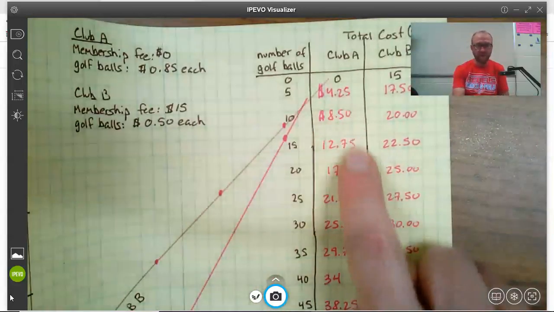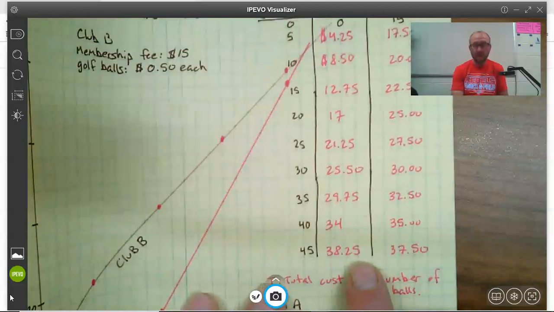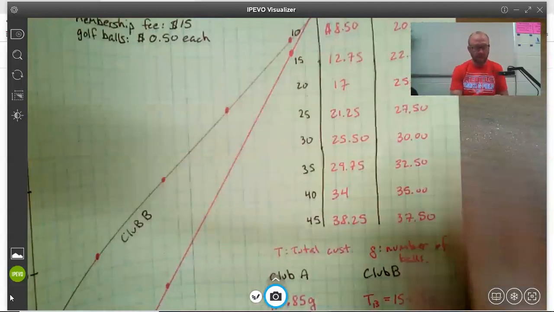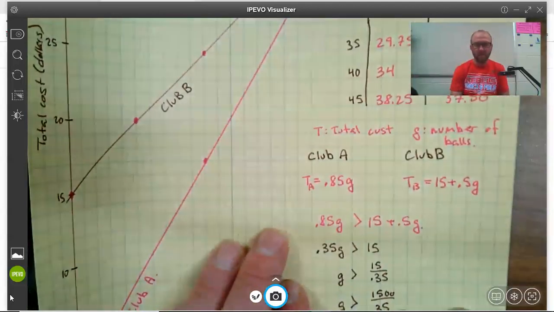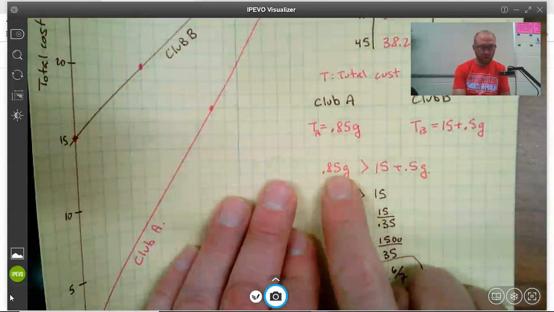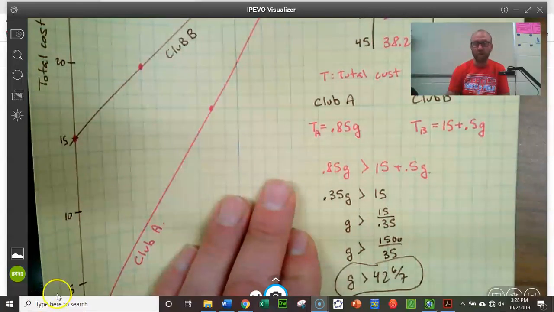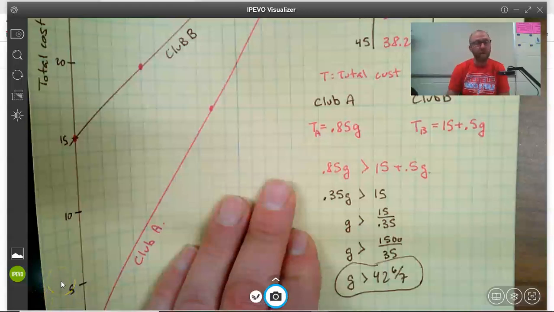I can look at my table and see the same thing. I consistently see that Club A's numbers are lower until we hit 45, and then Club B's numbers are all of a sudden lower. And then I can set up equations to represent the cost for each club, and then make an inequality to show when the cost for Club A is greater than the cost for Club B, which I solve, and I got 42 and 6/7. Of course, I can't buy 6/7 of a golf ball, so I have to buy 43. So if I buy more than 43, I should go with Club B. If I buy less than 43, I should go with Club A.